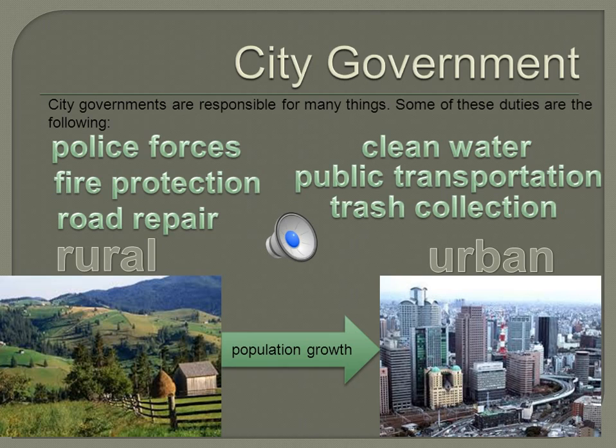So city governments are responsible for many things, and some of these things are overseeing police forces, fire protection, road repair, clean water, public transportation, and trash collection. During the Industrial Revolution, and I call it a revolution because a lot of new policies and laws had to come into place, trash used to be run by the mafia, believe it or not. It became a private organization where they made money, and so it was becoming kind of an illegal operation, and trash was ending up building in streets, causing a lot of diseases.